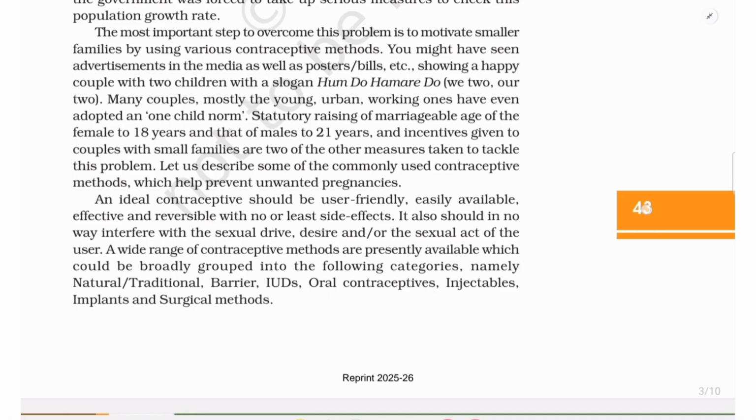An ideal contraceptive should be user friendly, easily available, effective, and reversible with no or least side effects. It also should in no way interfere with the sexual drive, desire, and/or the sexual act of a user. A wide range of contraceptive methods are presently available, which could be broadly grouped into the following categories, namely natural or traditional, barrier, IUDs, oral contraceptives, injectables, implants, and surgical methods.